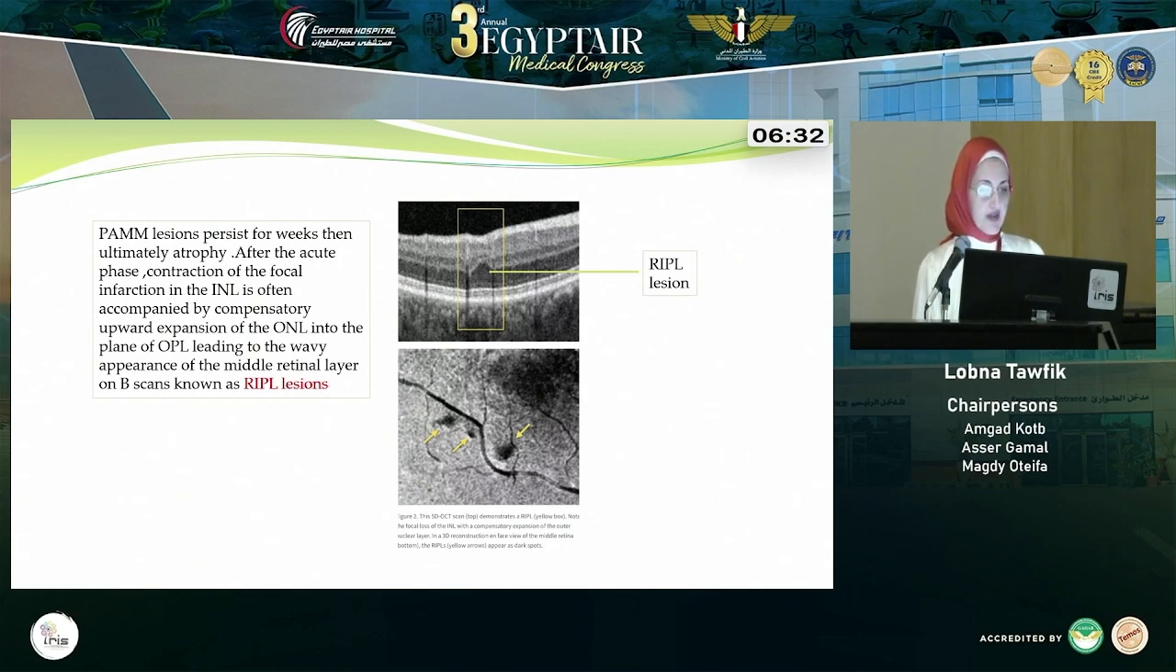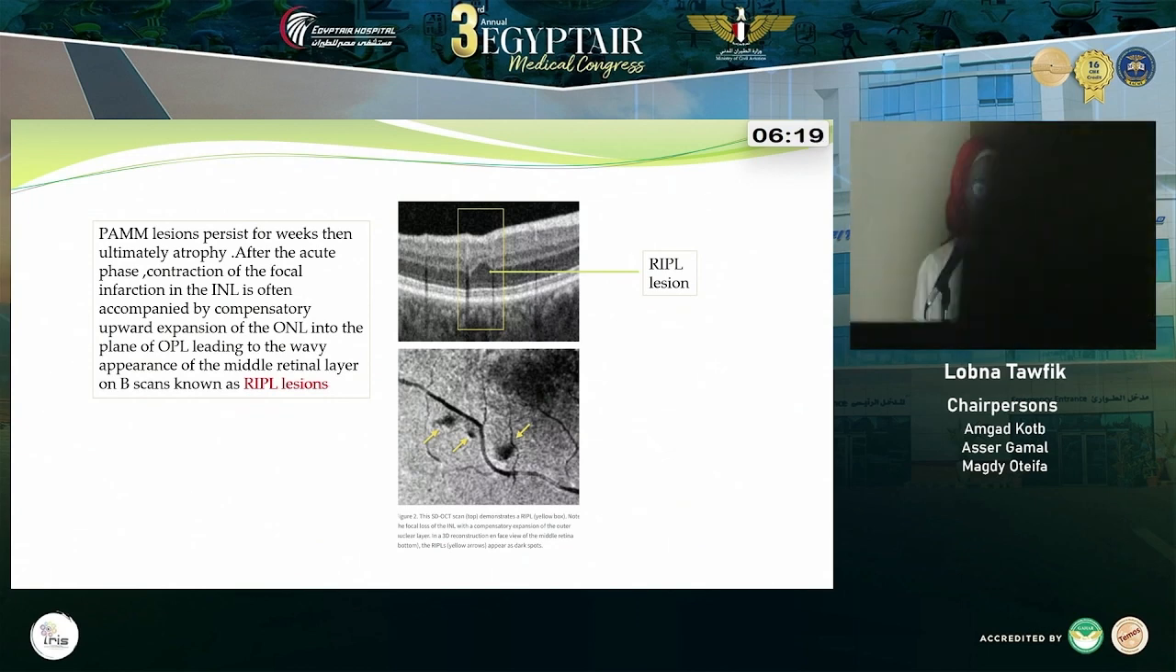After the acute phase, contraction of the focal infarction of the inner nuclear layer is often accompanied by compensatory upward expansion of the outer nuclear layer in the plane of the outer plexiform layer, leading to the wavy appearance of the middle retinal layer on B-scan, known as ripple lesions.